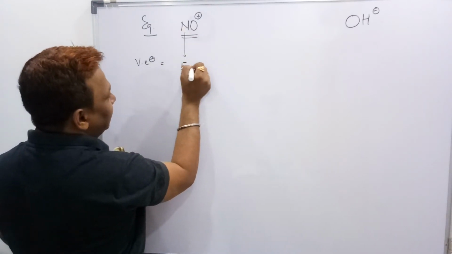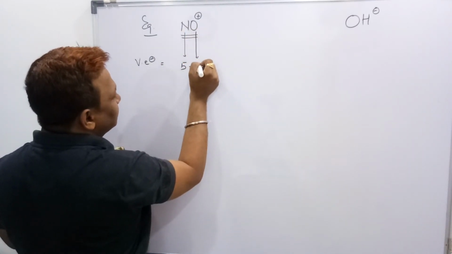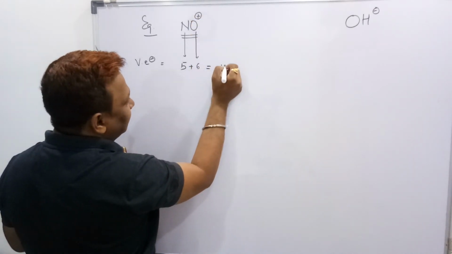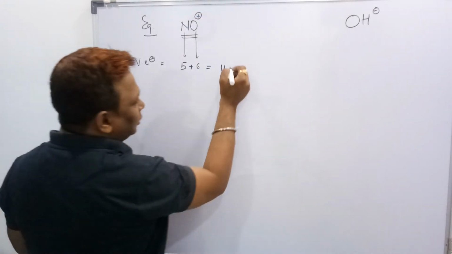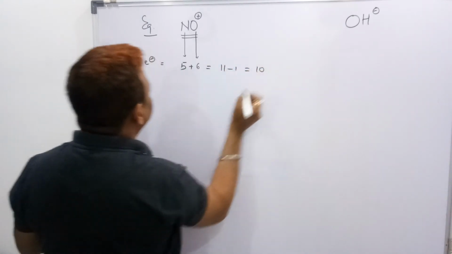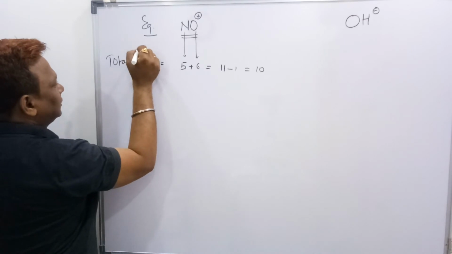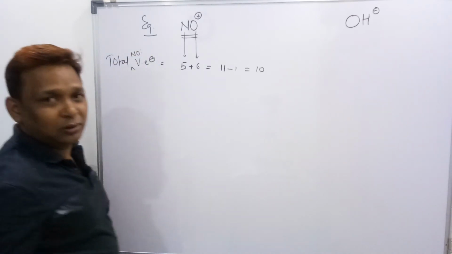So we know that oxygen has how many valence electrons? 6. And if there is a positive charge, 6 plus 5 is 11. A positive charge means it loses 1 electron, so it becomes 10. So I should write the first point: the total number of valence electrons present in NO plus is equal to 10.